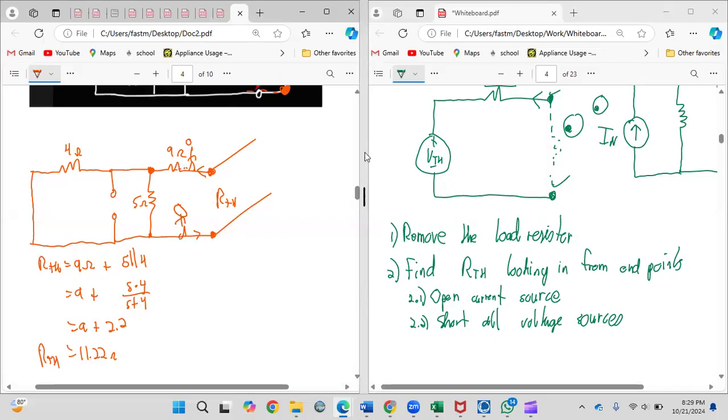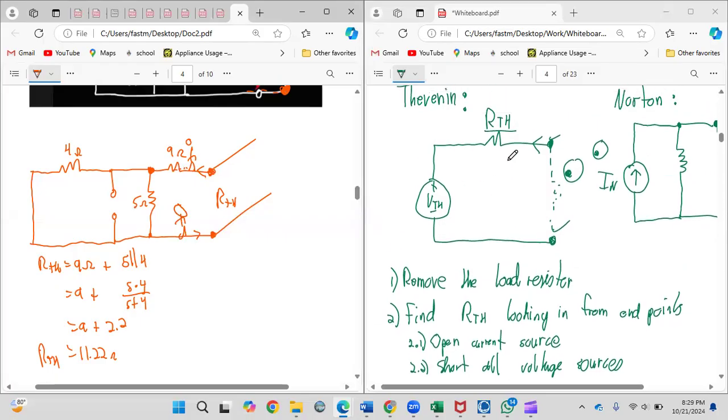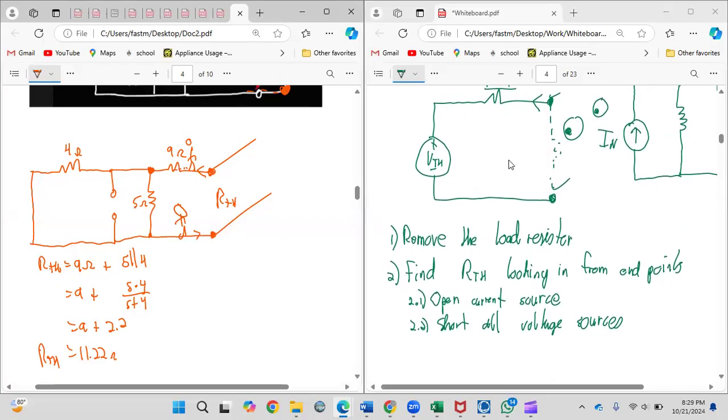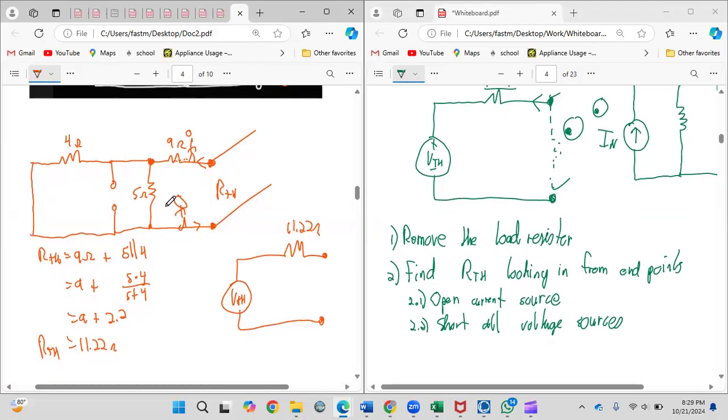So that is R Thevenin. In the circuit from this side, so far we don't know what V Thevenin is, but we have found what R Thevenin is: 11.22 ohms. So we are on our way. The next thing I do is find V Thevenin. We know two analysis techniques that we could use to get voltages and currents in our circuit: we have loop and we have nodal.